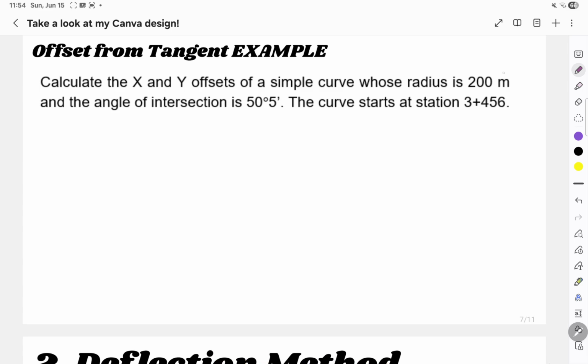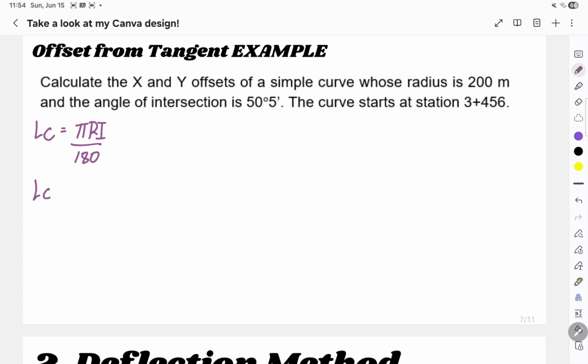So, our given, meron tayong radius, r. Then, meron tayong I. Okay. Then, yung curve natin, nag-start daw siya sa 3 plus 4. So, this is our station PC. Okay. Solve. First, anong una natin isosolve? Si LC. So, formula ni LC natin, pi RI all over 180.